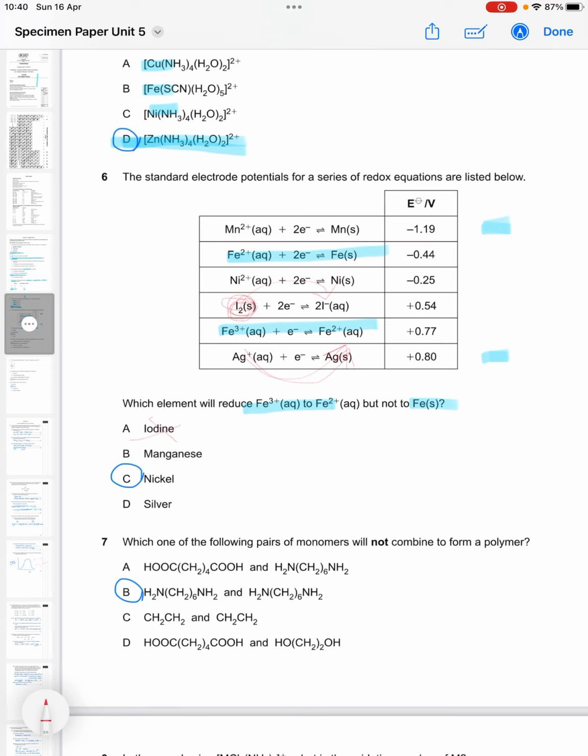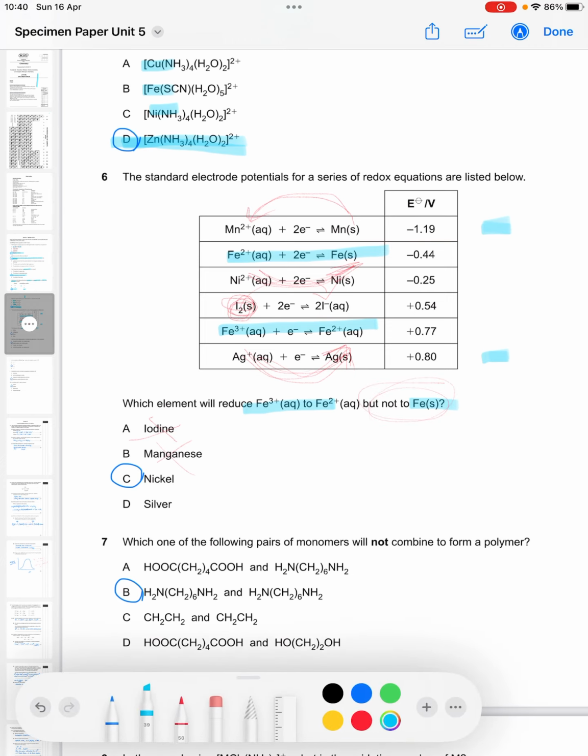Manganese is right at the top, so manganese would go to the left. It would cause that reaction to iron 2, but it would also reduce it, or cause the iron to go to iron. So not manganese, because it says not iron.